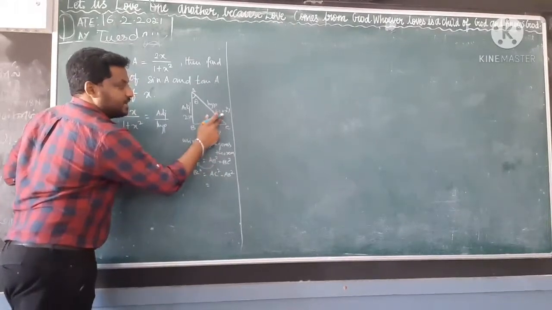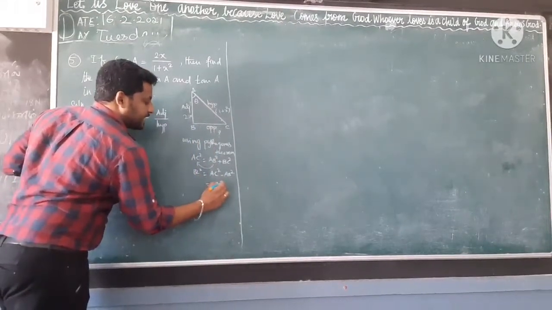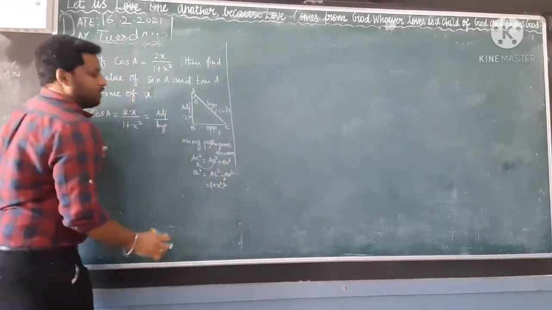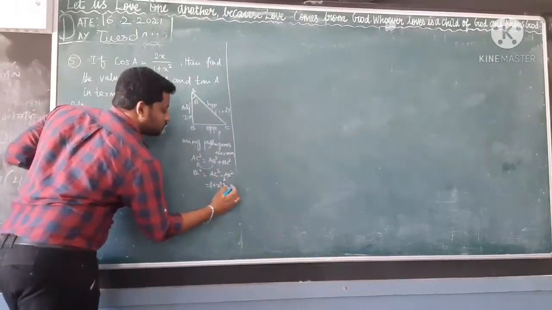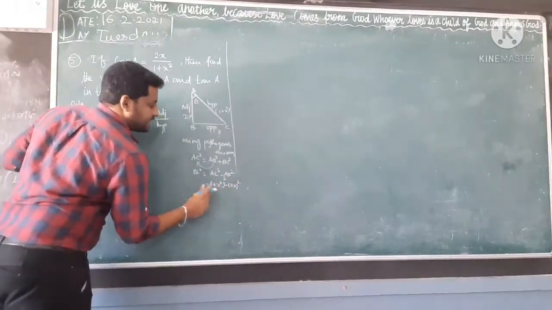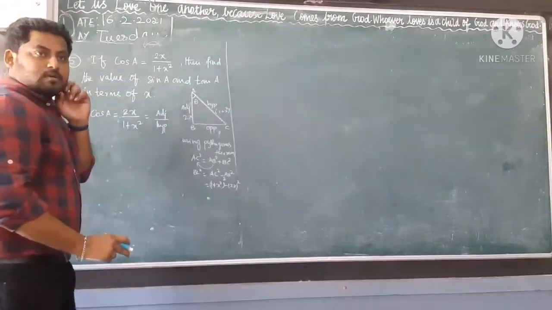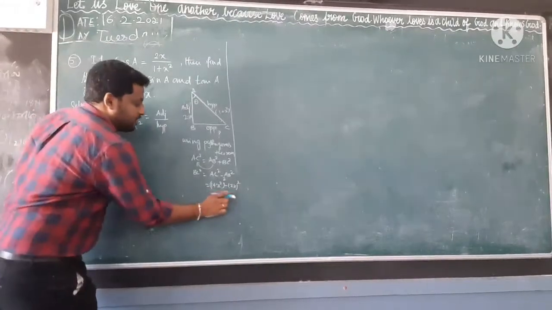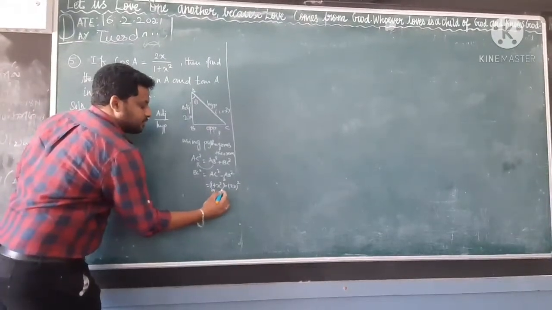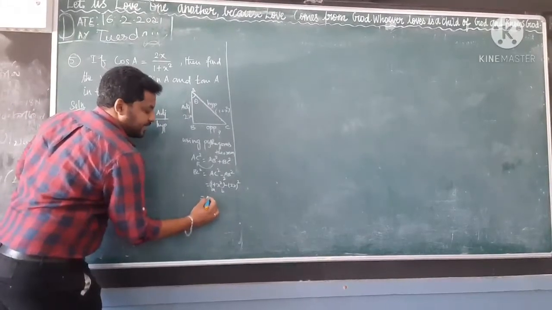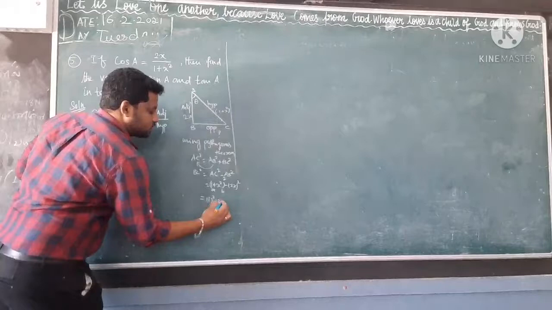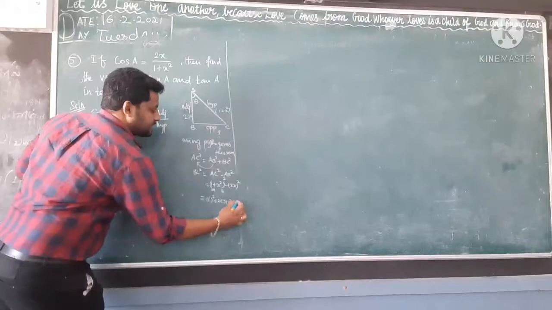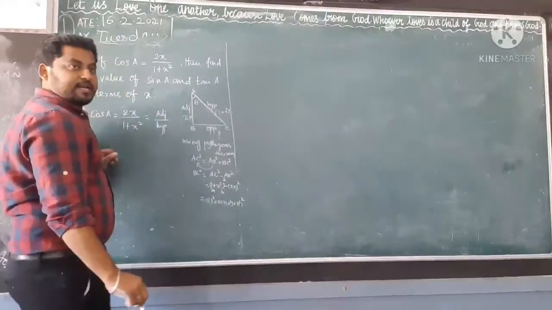AC value is 1 plus x square the whole square minus, what is the value of AB? 2x the whole square. This is nothing but the A plus B the whole square formula. What is the formula for A plus B the whole square? A square plus 2AB plus B square. This is A, this is B. You have to expand this. A square, that is 1 square, plus 2 into 1 into x square, plus x square the whole square.